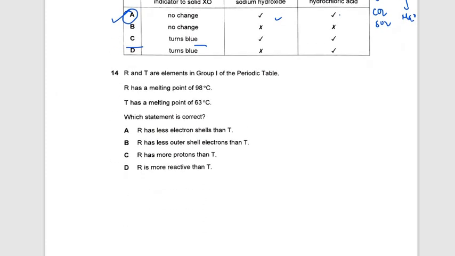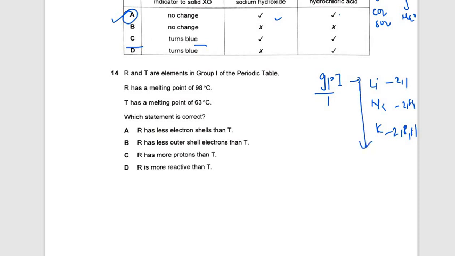Okay, next question number 14. R and T are elements in group number 1. What is group number 1? Group number 1 means you have 1 electron in the outer shell. For example, lithium, sodium, potassium, right? 2, 1; 2, 8, 1; then you have 2, 8, 8, 1.